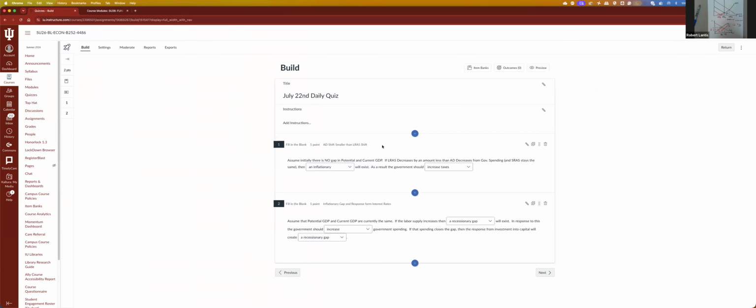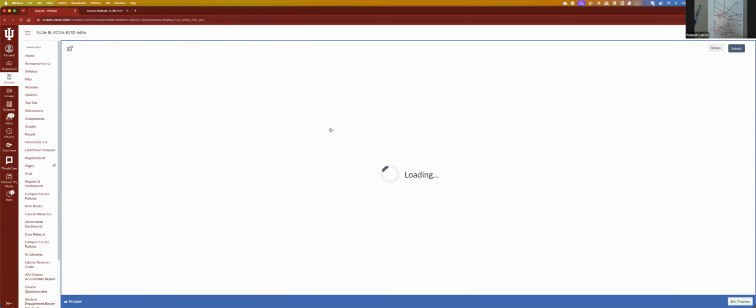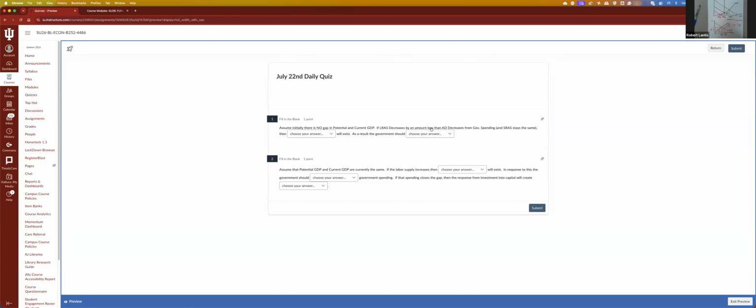So this first question, right, we're going to be thinking about what happens if we have those simultaneous changes. So here we've got initially no gap in current and potential GDP. If the long-run aggregate supply decreases by an amount that's less than the aggregate demand decrease, and we assume that short-run aggregate supply stays the same, what type of gap will exist? And as a response, what should the government do? And then our second question is about how the government should respond and kind of then the secondary effect of fiscal capital investments.